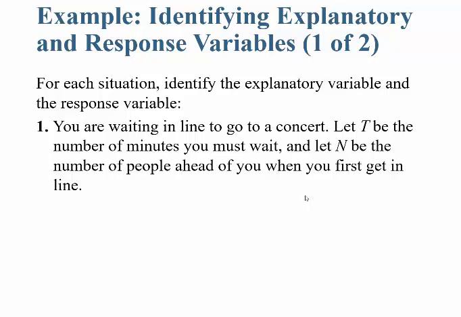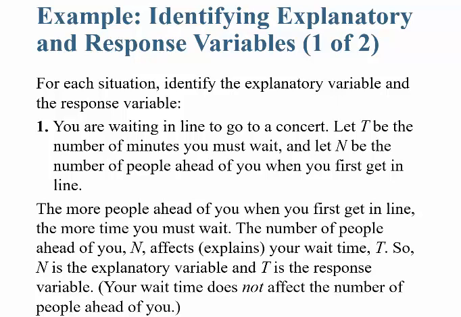Let me ask you this as you're watching this video. Do you think the number of people in line ahead of you will affect or explain or determine the amount of time that you're going to spend waiting? I think so. The more people ahead of you when you first get in line, the more time you must wait. That makes sense. So the number of people ahead of you, n, affects or explains your wait time T. So n is the explanatory variable and T is the response variable. Another way to think about it is your wait time does not affect the number of people ahead of you, so it doesn't make sense reading it that way.